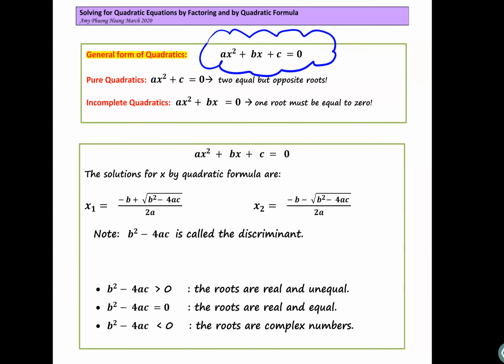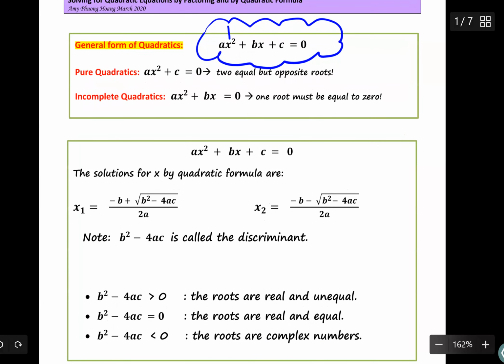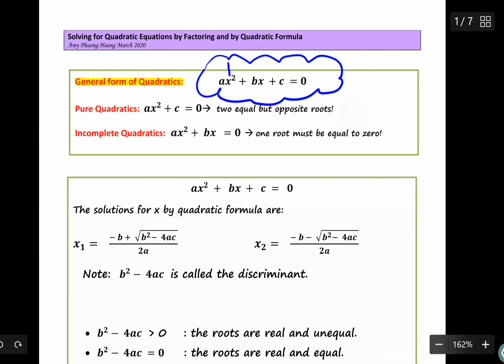So note this, I have ax squared. Then the next term, I have bx. So I would like to write bx to the exponent 1. And the last term, I would like to write c times x to the exponent 0. Note that x to the exponent 0 is equal to 1.